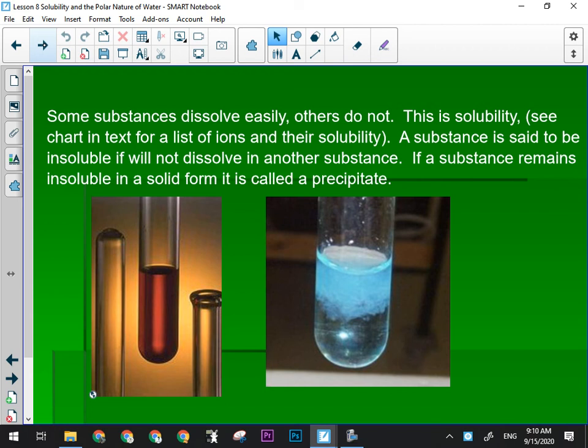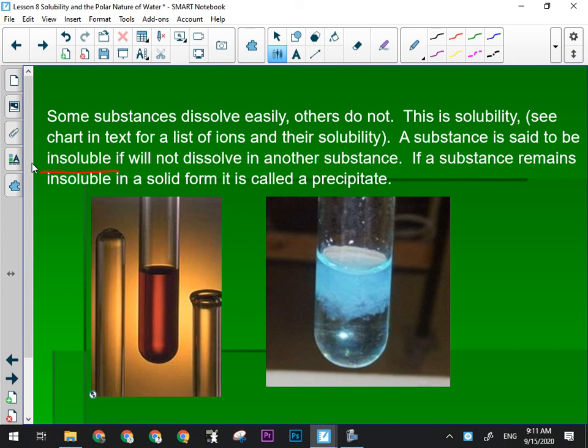Okay. So a substance is said to be insoluble if it will not dissolve in another substance. So there's the first terminology. The term insoluble means it will not dissolve. If a substance remains insoluble in a solid form, then we call it a precipitate. When we do our chemical reactions lab in a couple of weeks, we're going to have a few times where we mix two solutions together, and the result of the reaction will be an insoluble form.